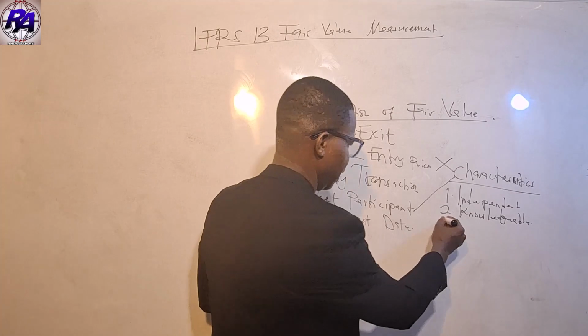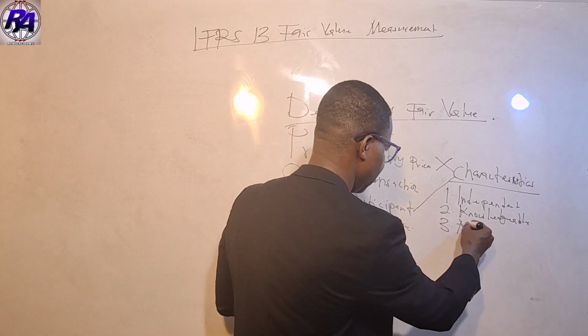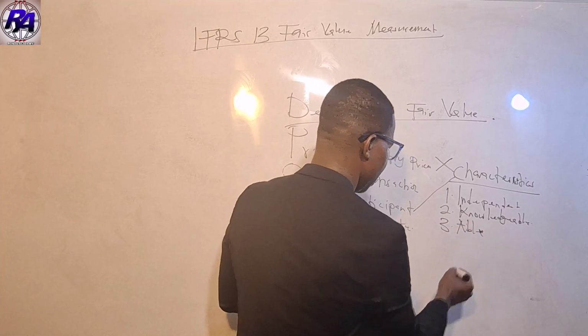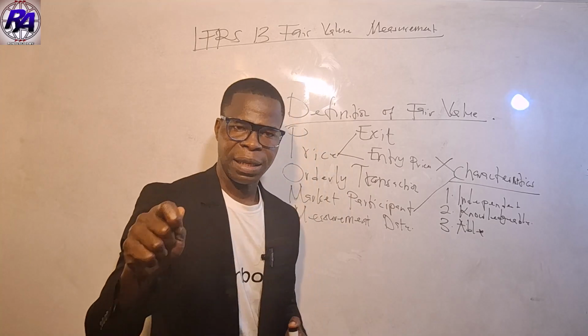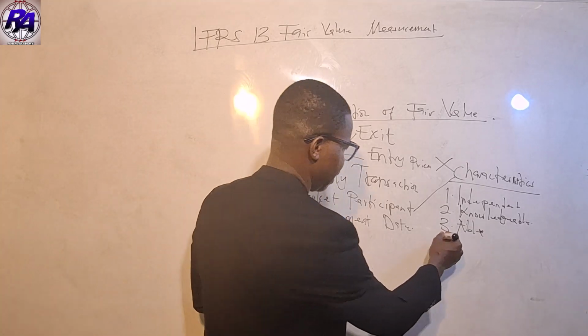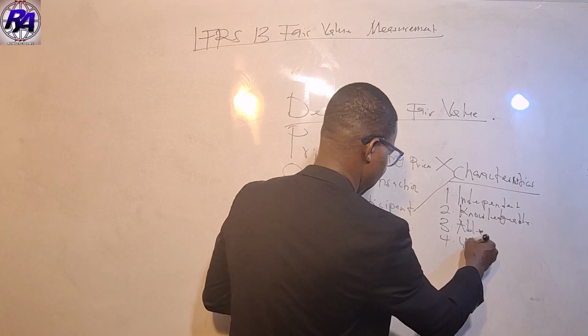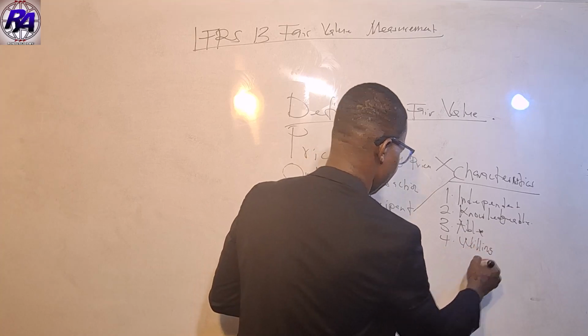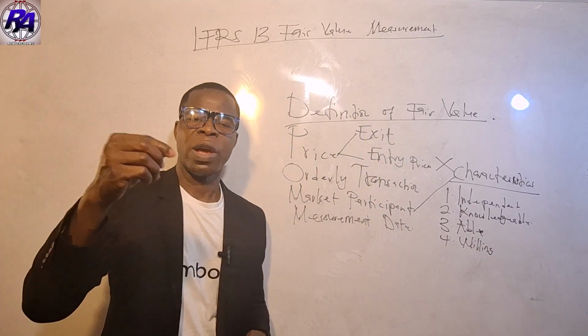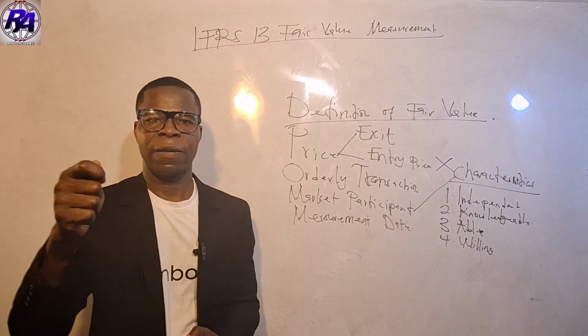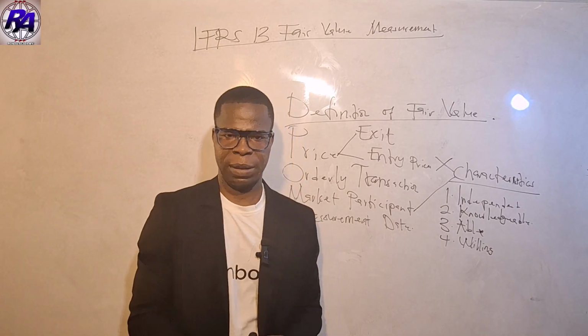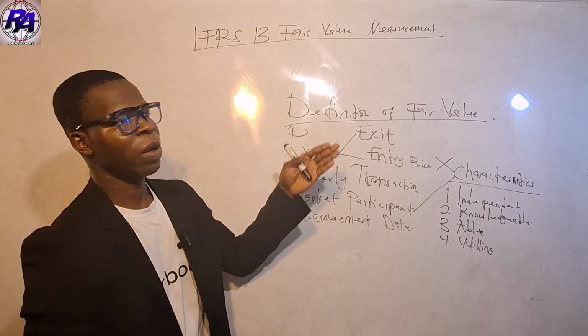Then these market participants are able to enter into the transaction for an asset or a liability, and they are willing. There's no force over there. So they are willing to enter into a transaction for a sale of an asset or a liability.